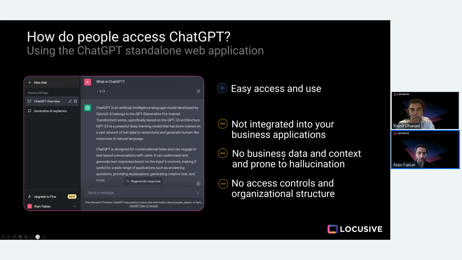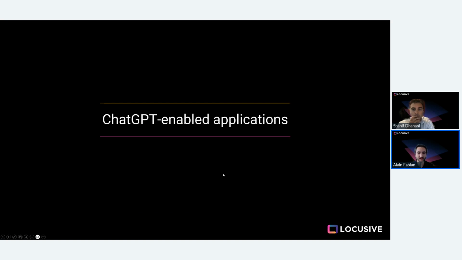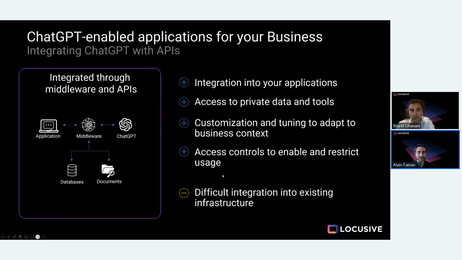So we've seen it's not all that great for business, but how can businesses then leverage ChatGPT? Well, that's using ChatGPT-enabled applications, which essentially are accessing ChatGPT not through the web page, but through an API. And you can see that in the example on the left-hand side. You would have some sort of middleware that would be responsible for interacting with ChatGPT using the ChatGPT API. And then you'll have applications, databases, documents that you have within your organization all connected to that.